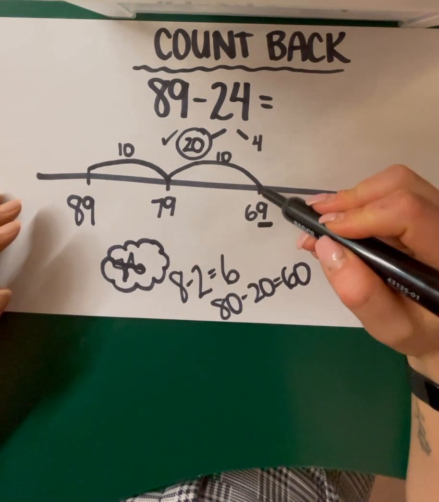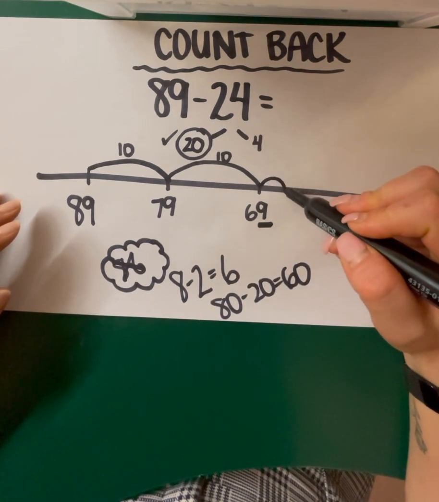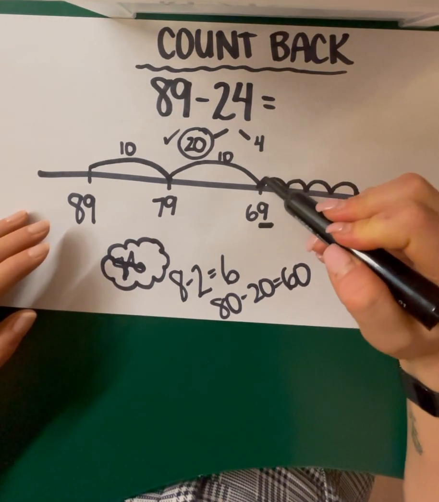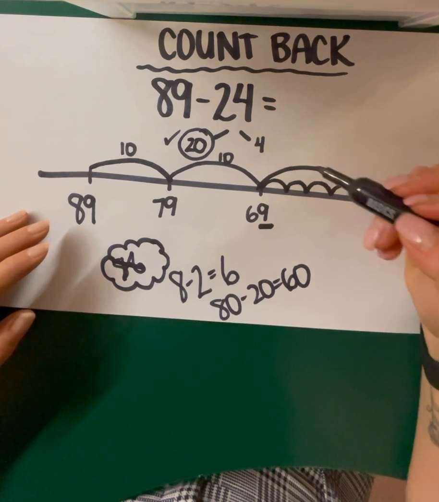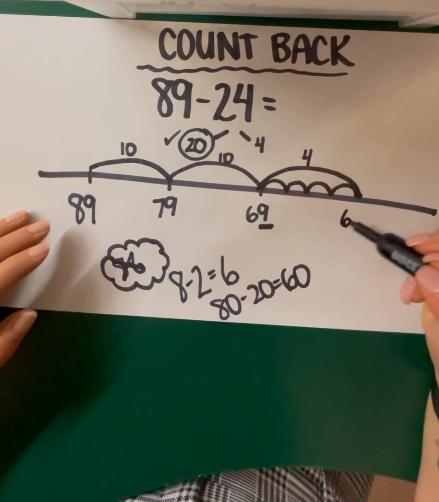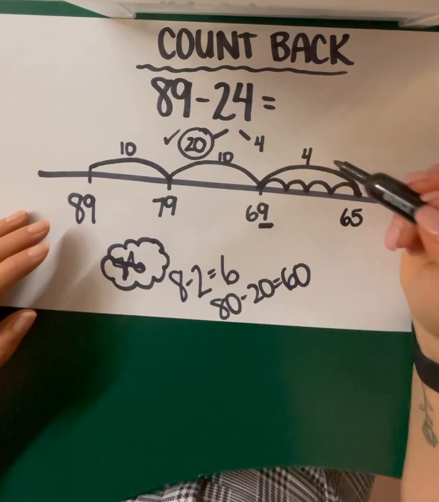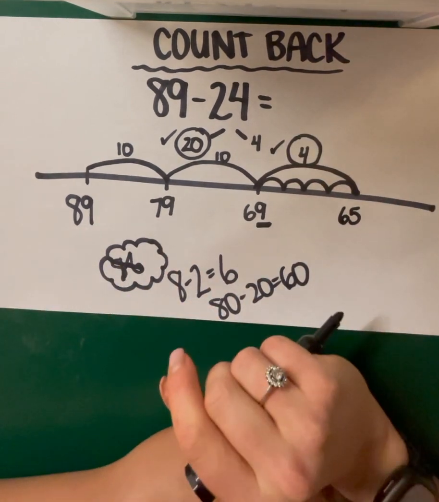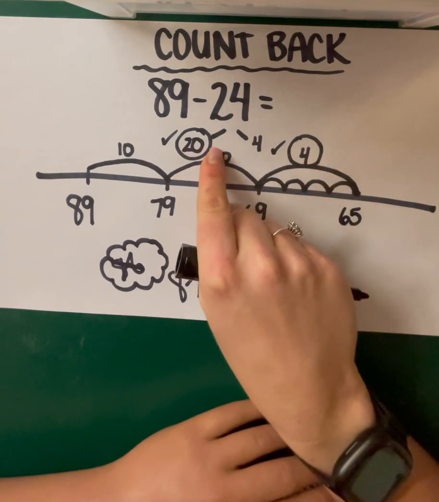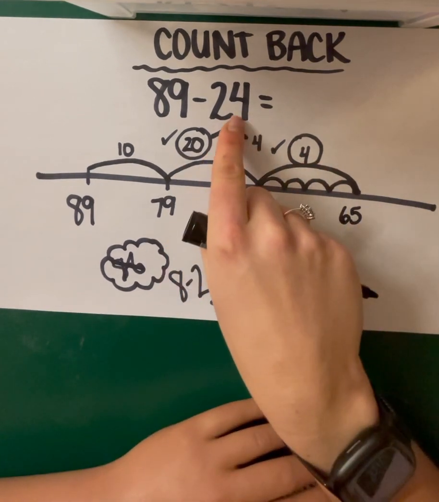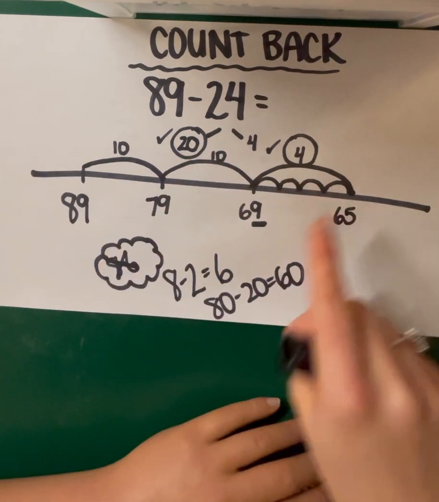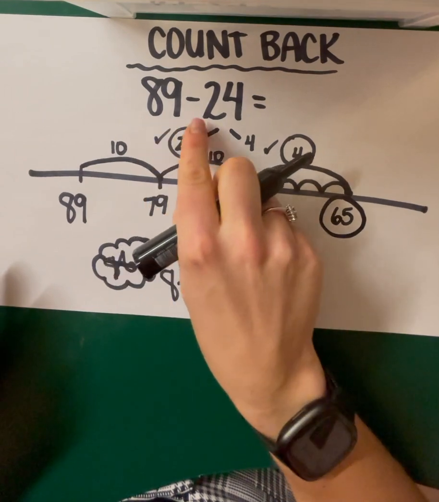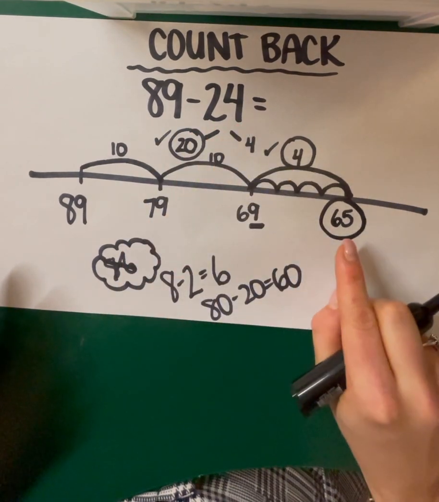So again, this could look like 4 smaller jumps, 68, 67, 66, 65, or it could look like 1 big jump of 4 for your child. And that lands us on 65. So in this case, and we're going to circle and check that off, the benefit to this strategy is we don't need to do any kind of adding. We have simply taken 24 and jumped back 24 to land on 65. So 89 minus 24 equals 65.